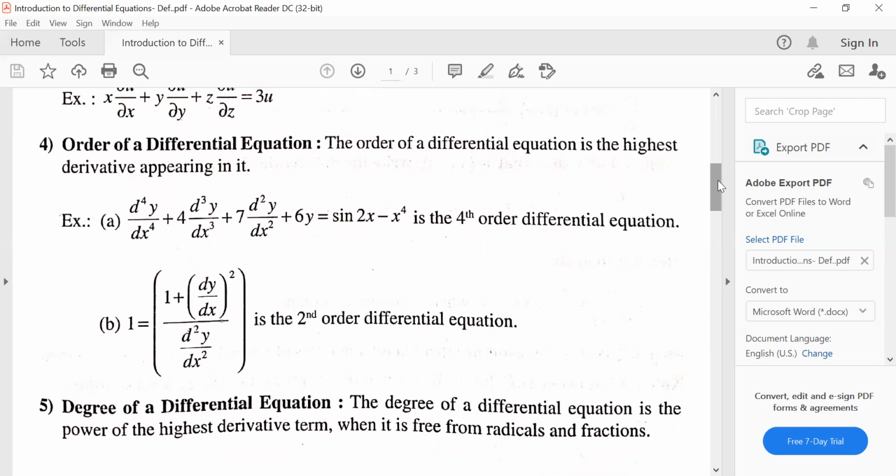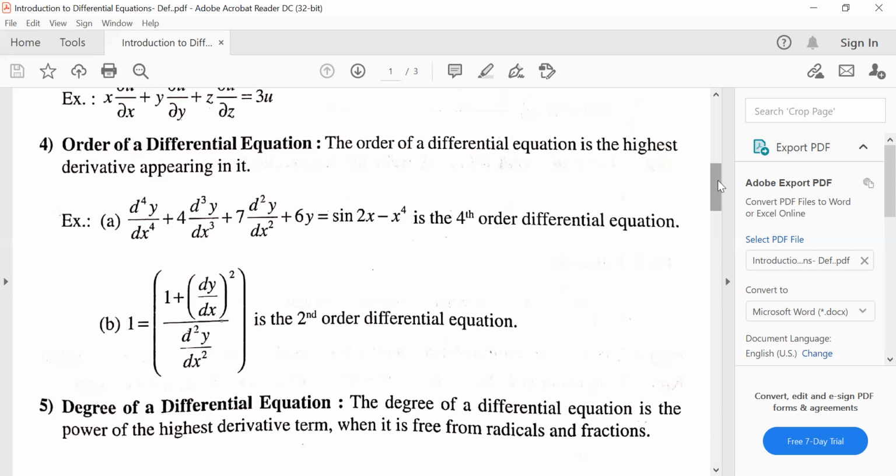So here what is the order? It is 4. If you come to the second example, it has dy by dx whole square and d square y by dx square. Two terms are present, but what is the highest derivative here? D square y by dx square. So that is the order, and here the order is 2.